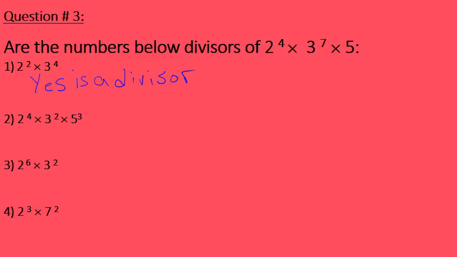We continue to the power of base 5. Down, which base 5 do we have? 5 cubed. Up, 5. So the power of the below one is greater than the above. Is it a divisor? No. Not a divisor.